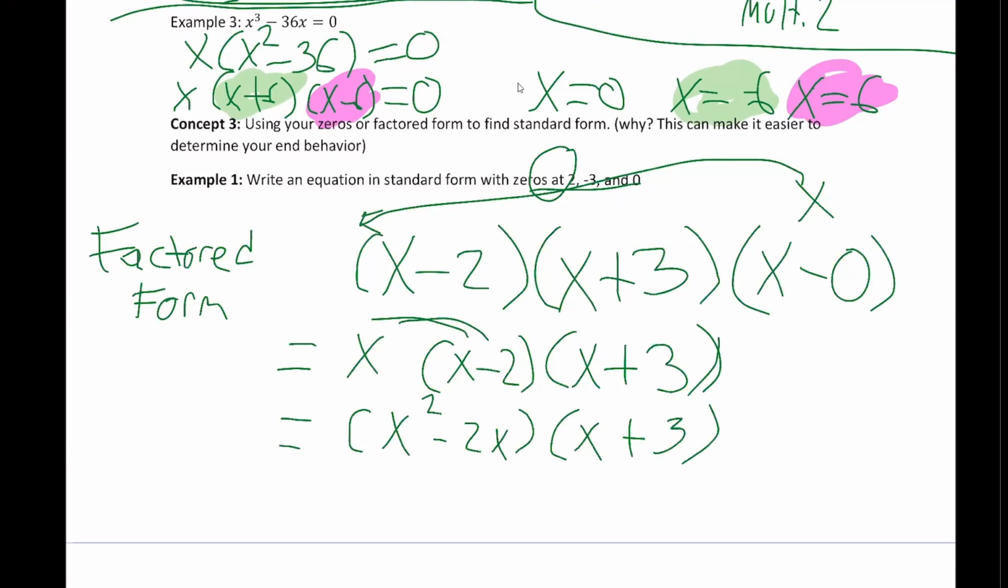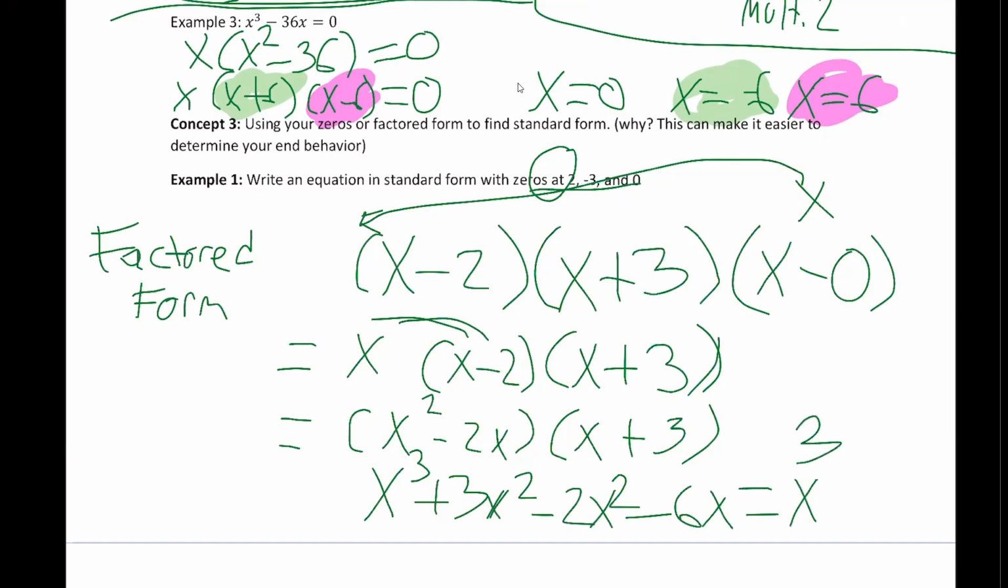But if we FOIL this out, you'd have x squared times x is x to the third. X squared times 3 would just be 3x squared. Then we're going to distribute the negative 2x. So that would be negative 2x squared, and then minus 6x. And then we just want to combine like terms. So this would be x to the third plus 1x squared minus 6x.